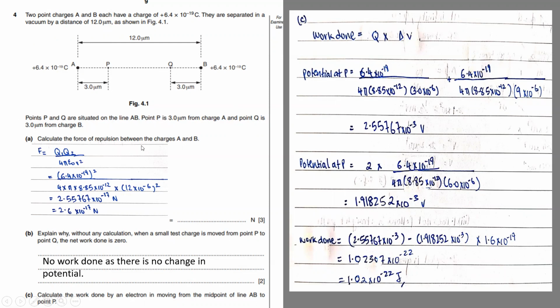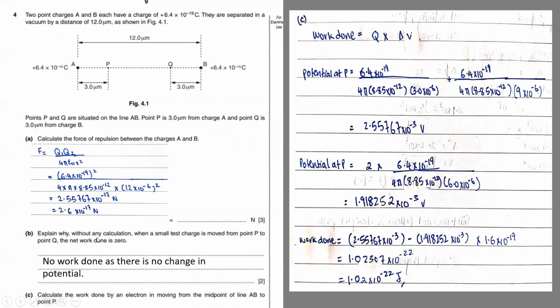Calculate the force of repulsion between the charges A and B. This is very simple. This is Coulomb's law: Q1 times Q2 over 4 pi permittivity of free space times R squared. That's the basic formula. You just plug in the values from the question and the data booklet to get an answer of 2.6 times 10 to the power negative 17. That's pretty straightforward.